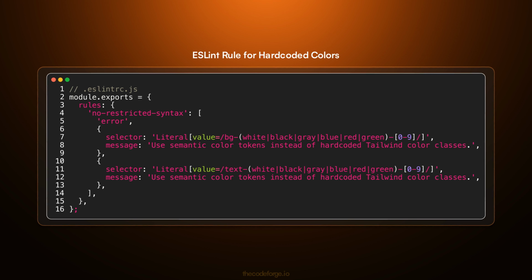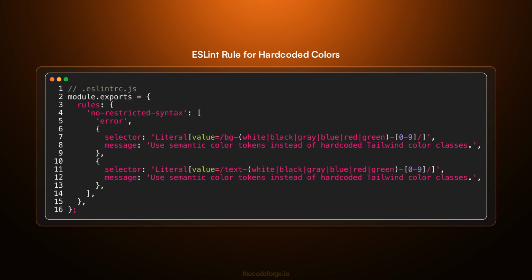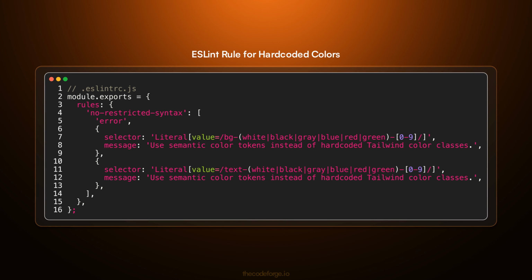Add a custom ESLint rule to flag hard-coded Tailwind color classes, e.g., bg-white, text-gray-900, in Shadcn components. This automates the token compliance check and prevents dark mode breakage.